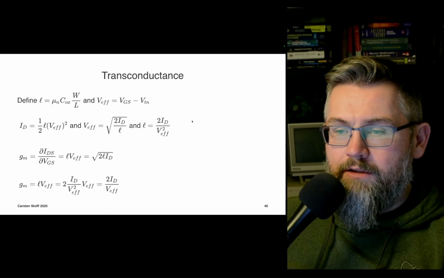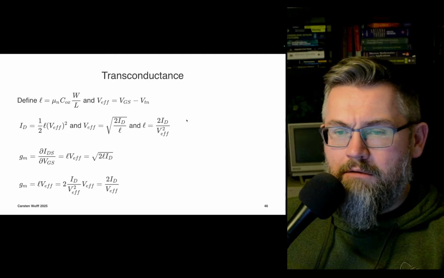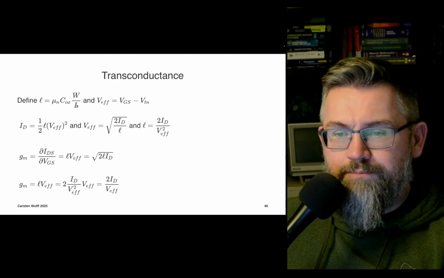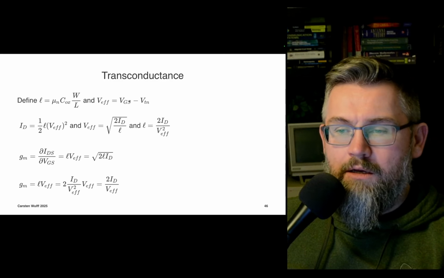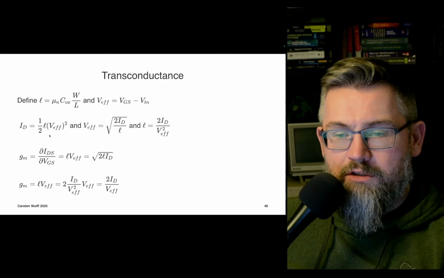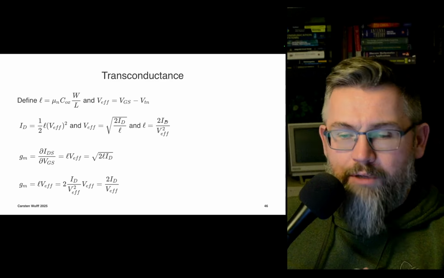So if we look at the transconductance, and this is going to be strong inversion, we have this minus Cox W divided by L. We have the V effective. We have the square law model. And then we can rearrange it a bit.